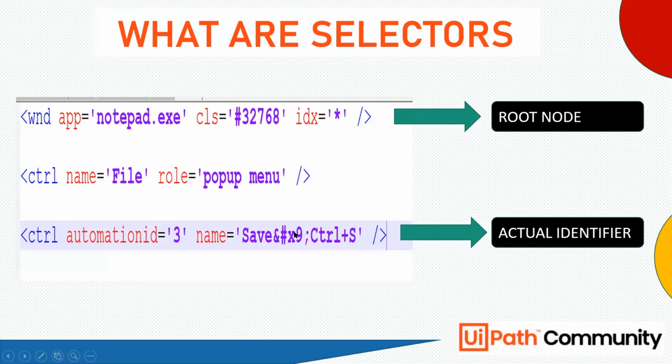So if I ask you in a notepad where the save button is, you will say it is inside the file and save, correct? Where is the open button? It is again inside the file and then open, right? So the root node is the same, and what changes is the actual identifier. Every time I do anything on the notepad, the root node would always be the same. The actual identifier means what exactly operation it has to do.